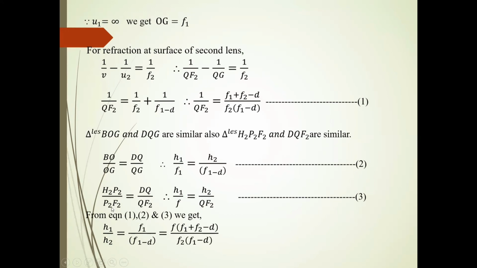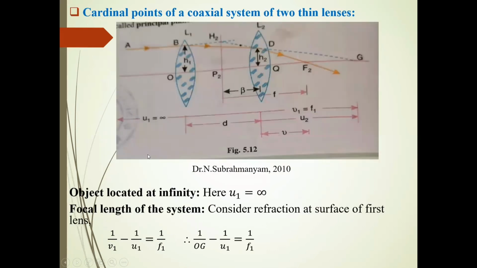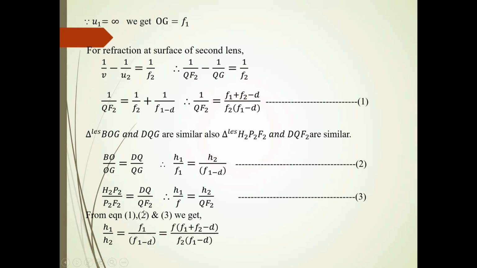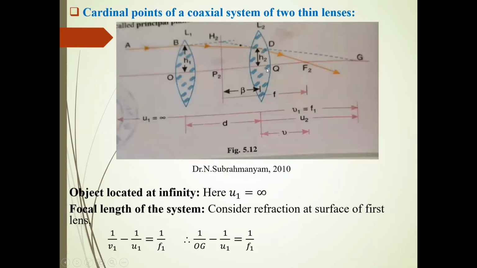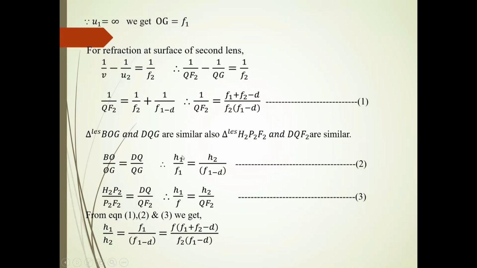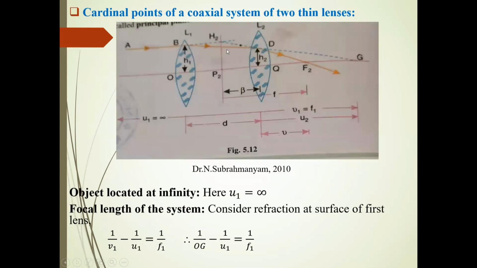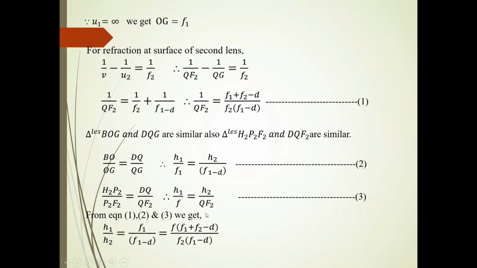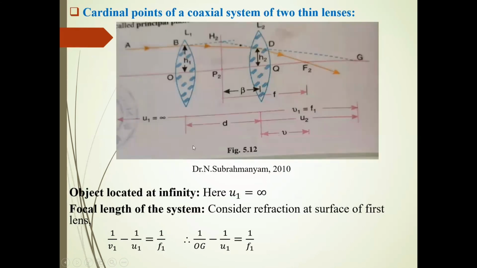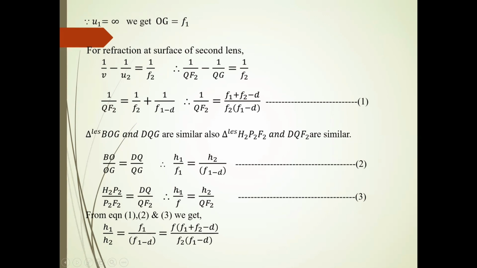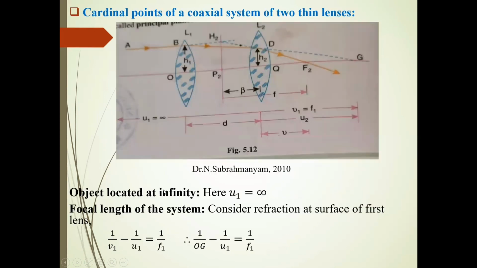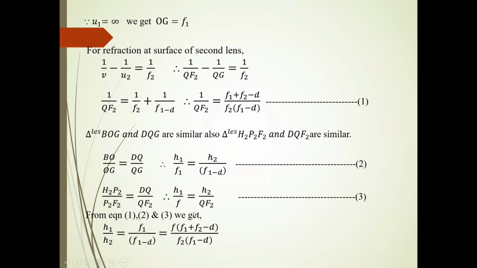Similarly, for the second case, H2P2 upon P2F2 is equal to DQ upon QF2. So this H2P2 is H1. H1 upon P2F2, which is F, so H1 upon F is equal to DQ, which is H2 upon QF2.